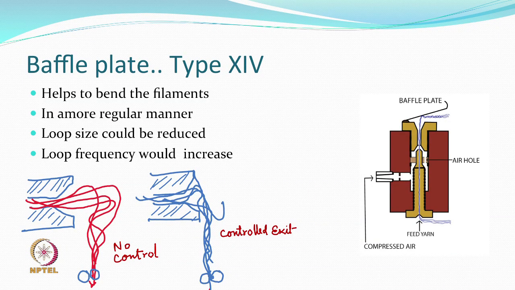Loop frequency will increase, loop size could be reduced. So, you have higher bulk, more entanglement, and regular loop size is always good. Having a lot of variation in loop size is not such a good idea in any case.